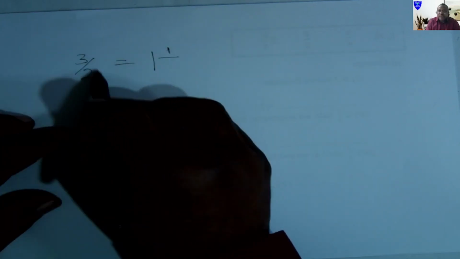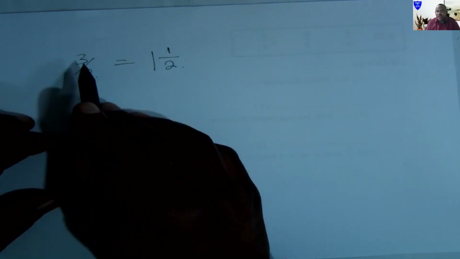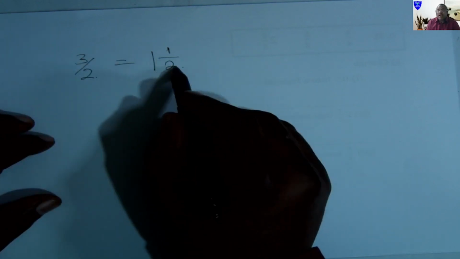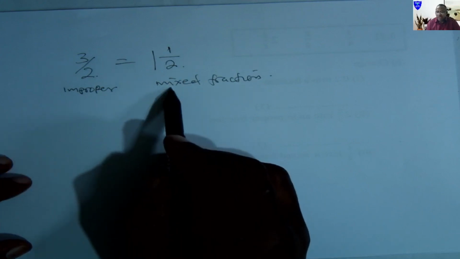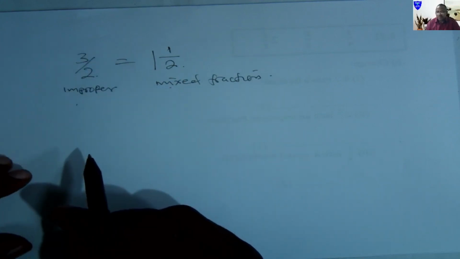Now that remainder, you write it on top, you draw the line, and then you retain the same denominator there. It's 2. We have now changed 3 halves into 1 and a half. So this is an improper fraction changed into a mixed fraction. Okay, now how do you move back from a mixed fraction into an improper fraction? This is how you do it.